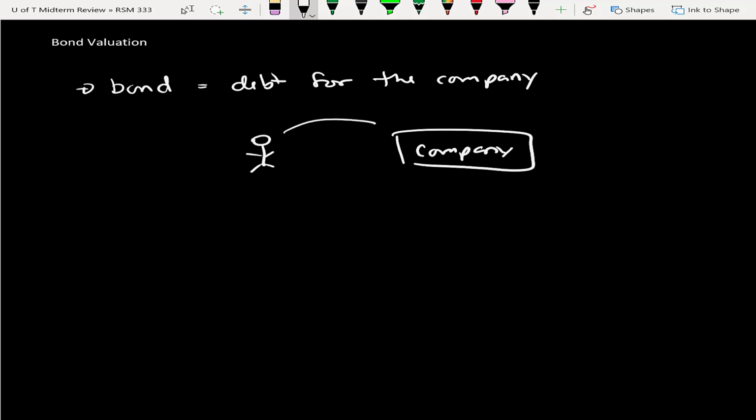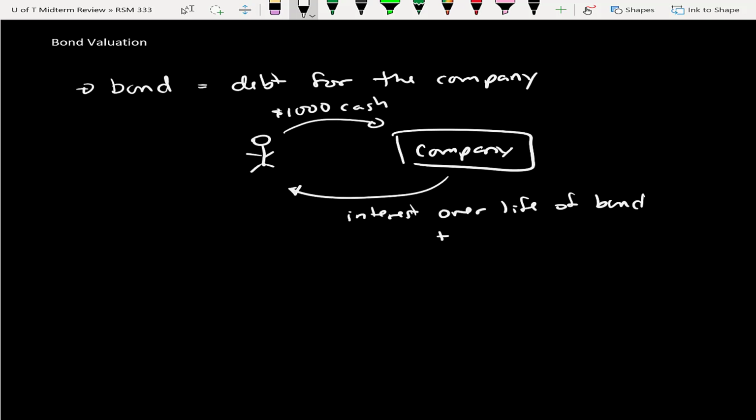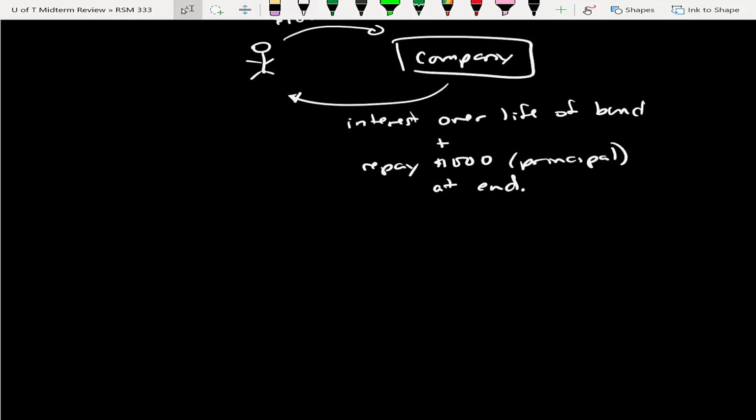Okay, so essentially what you're doing is, and I'm going to say most bonds are $1,000. So you give the company $1,000 cash, and the company gives you interest over the life of the bond, plus they'll repay the $1,000, which is the principal, at the end.